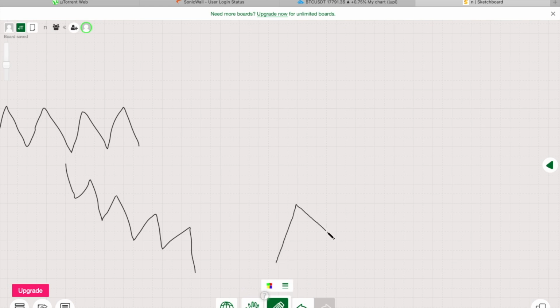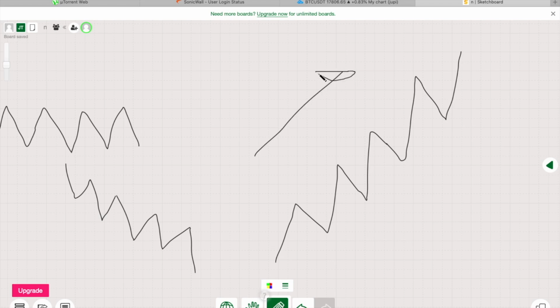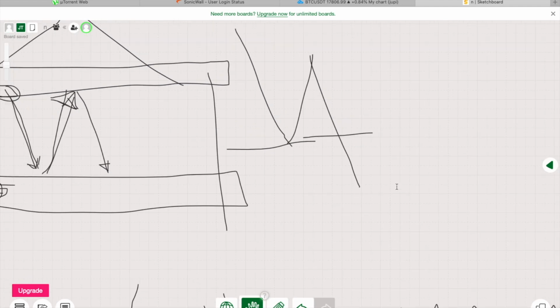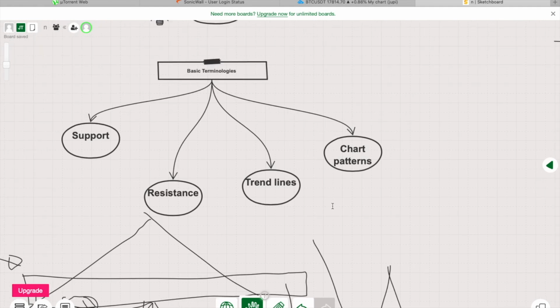So the market goes up, comes down, goes up, comes down. It corrects itself, and the total direction of the market will be upward like this. So we have three market phases: consolidation phase, downtrend, and uptrend.